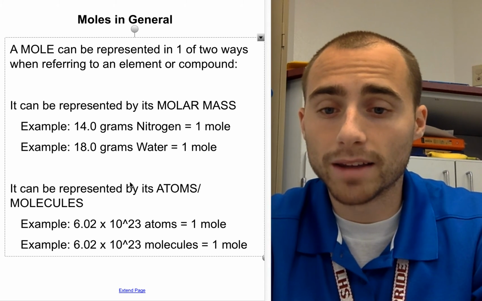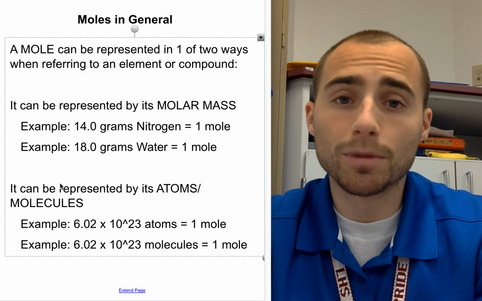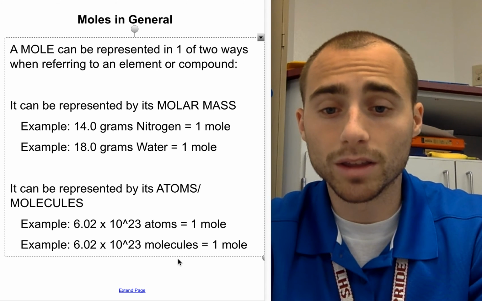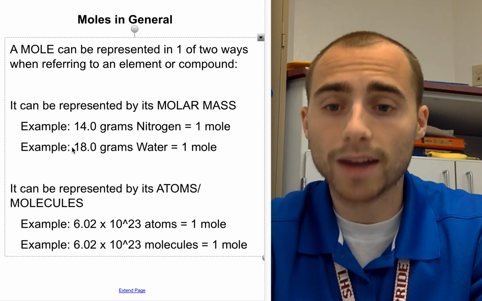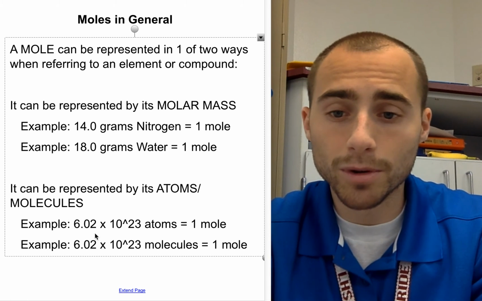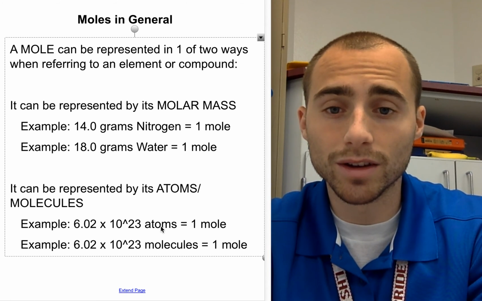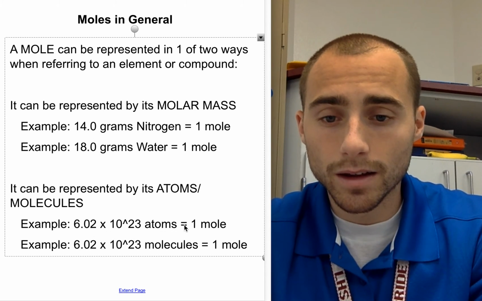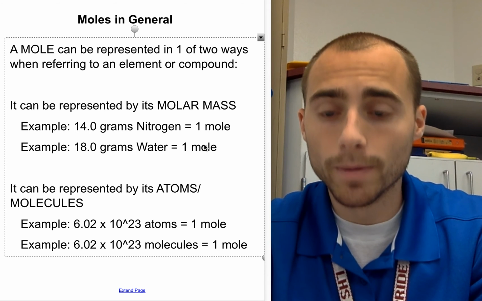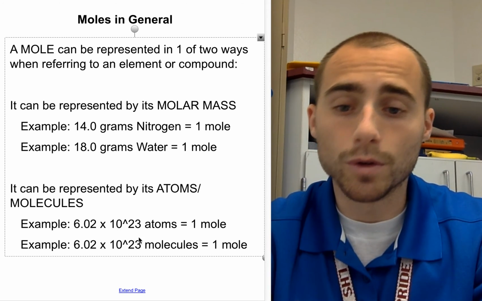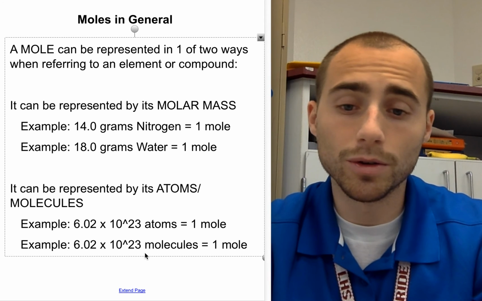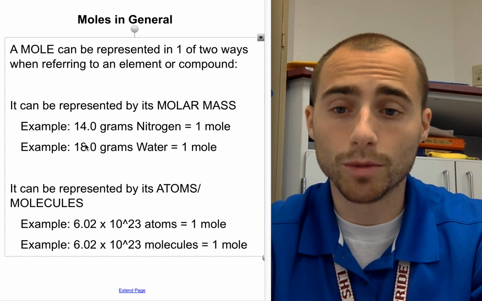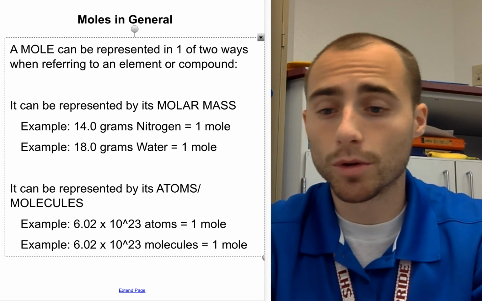It can also be represented by its atoms or molecules. The number that always represents a mole is 6.02 times 10 to the 23rd. So if I had 6.02 times 10 to the 23rd molecules of water, its mass would be 18 grams. If I had 6.02 times 10 to the 23rd atoms of nitrogen, its mass would be 14 grams. This is equal to 1 mole, and then 1 mole is equal to the molar mass. So if you come across a question that asks about 6.02 times 10 to the 23rd molecules of anything, all you have to do is calculate its molar mass. And so that's the 2 ways a mole can be represented.